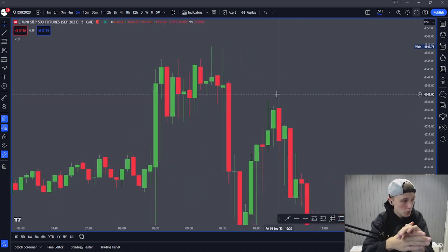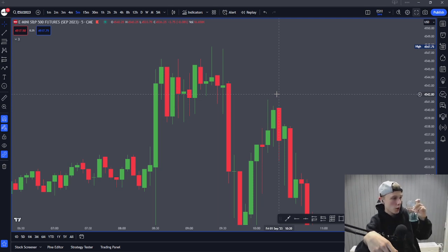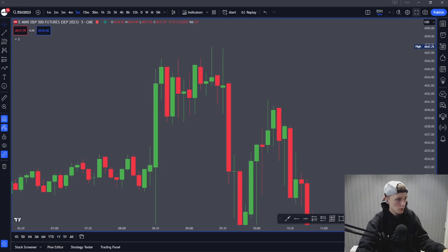What do we have next? We have a change of character, break of structure, and a market structure shift. I think I'll talk about market structure shift when I talk about intermediate and short-term highs and lows. Let me move that over right now. Market structure shift, I'll move that over to when we talk about the swing points, when they are necessary, or when you read off swing points.